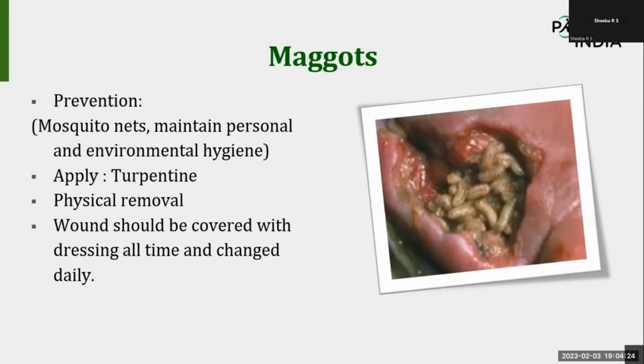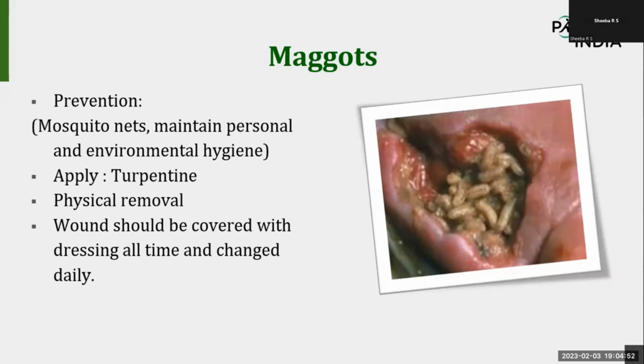Trying to prevent maggot formation is the first thing. We have to educate the patient as well as the caregivers about the importance of covering the wound. If the wound is open, definitely the house flies will be attracted to the wound and may lay eggs, so that the patients will have maggots. So you have to educate the patient well.